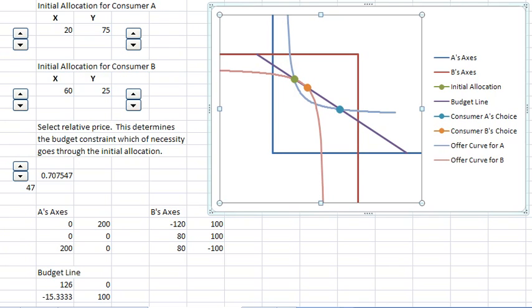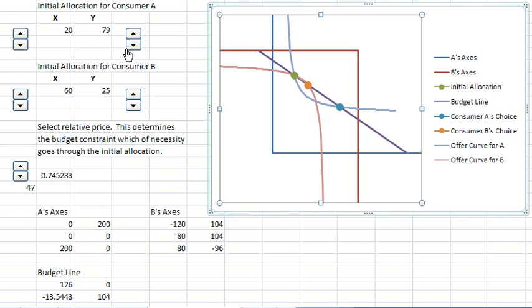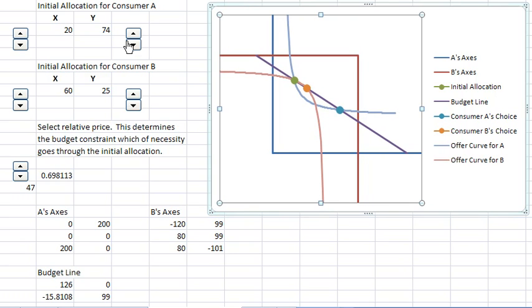You can make the same sort of changes for the endowment of Y. Change A's endowment of Y, or you can change B's endowment of Y. So here's a change of B's endowment of Y.